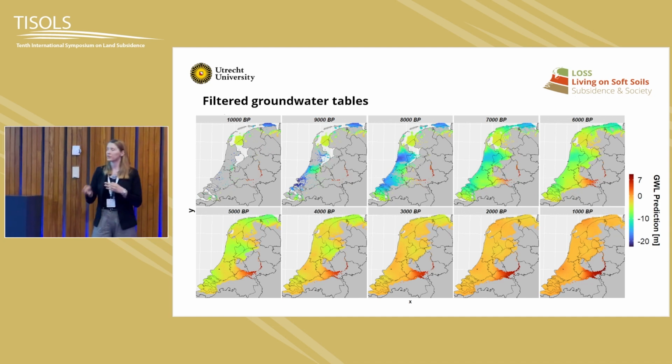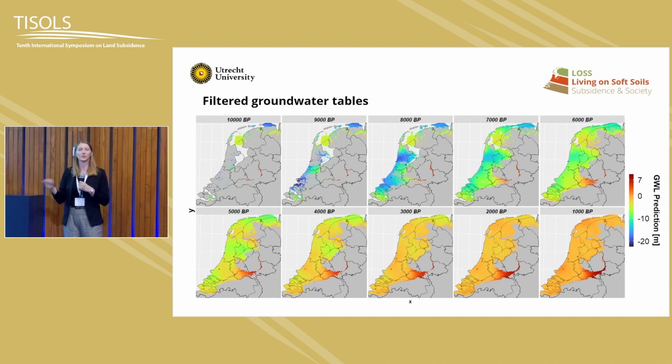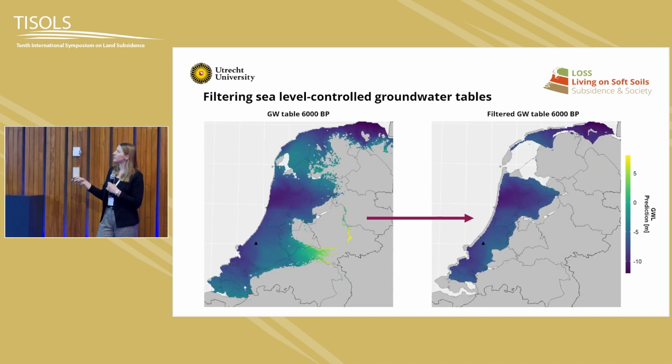And actually, to study the regional subsidence patterns, we want to filter these out. I'm working on this right now. This is a first attempt to filter out these regions using a slope function and a minimal water level depth. If you do that, you see here, for example, at 6,000 years ago, this is the total grid, but already filtered for the part shown above the Pleistocene surface. And then if you filter the part that's actually more controlled by the sea level, then only this part remains.